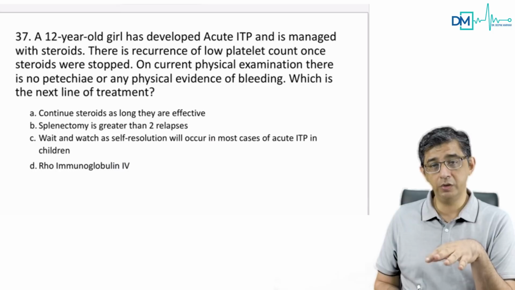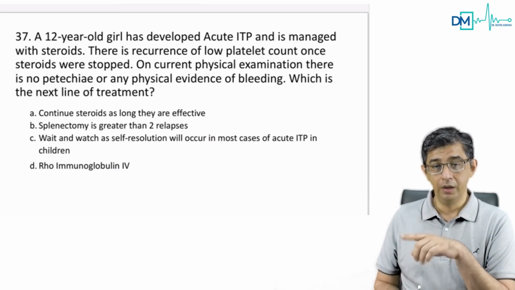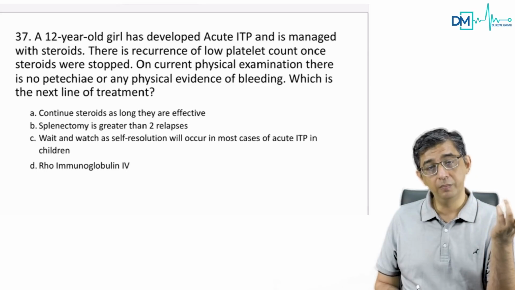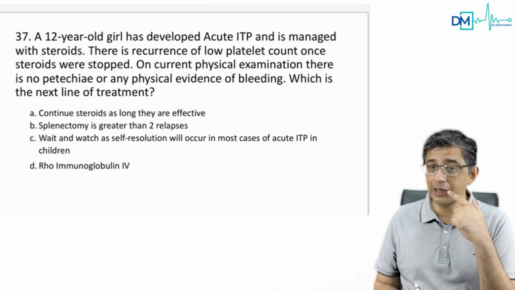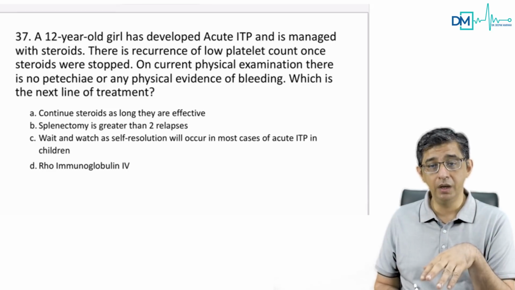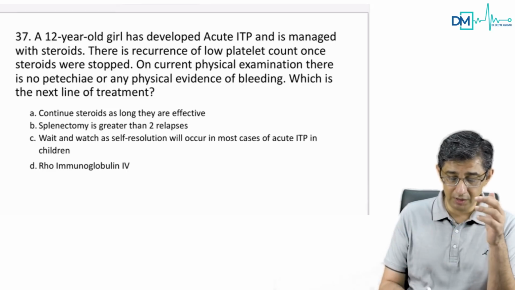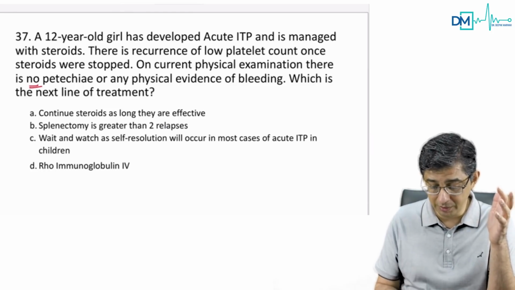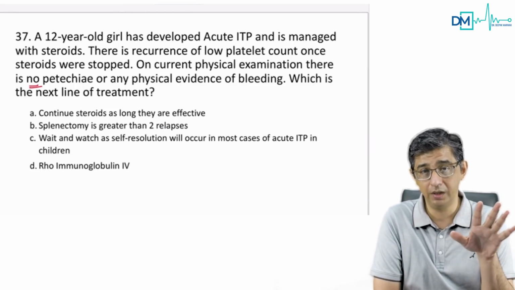The moment you stop the steroids, there might be a small dip. Now you need to know, are there any visible findings of recurrence of bleeding? Is she having gum bleeds? Is she having petechiae? The question mentioned that in the current physical examination, there is no petechiae or any physical evidence of bleeding, which tells you that the platelet count is low but not life threatening.